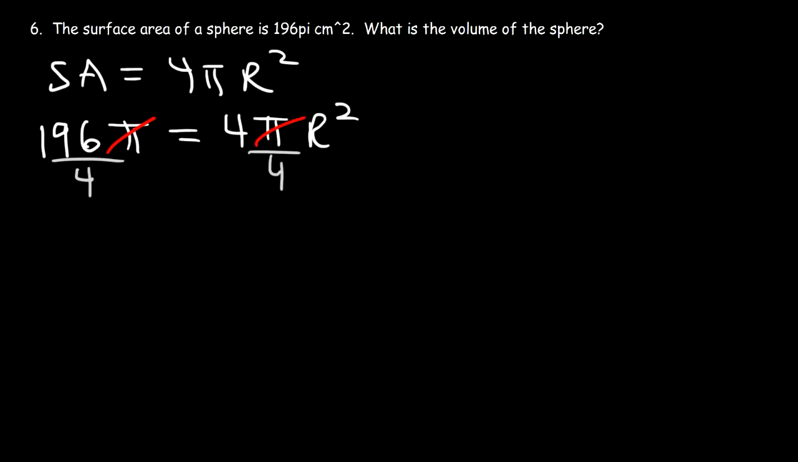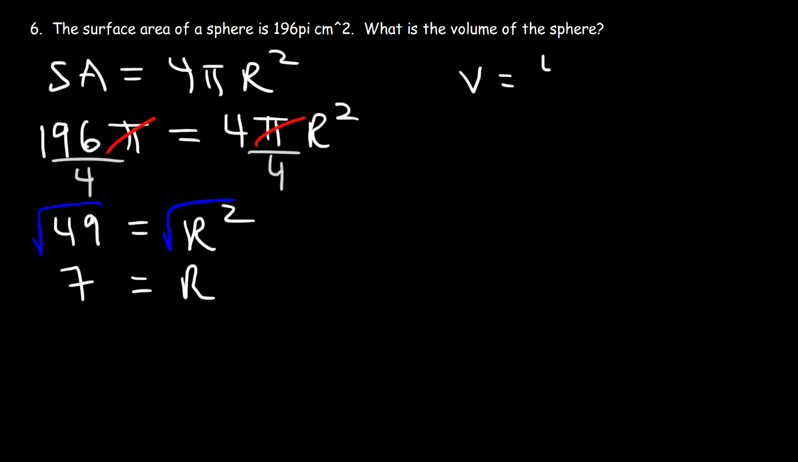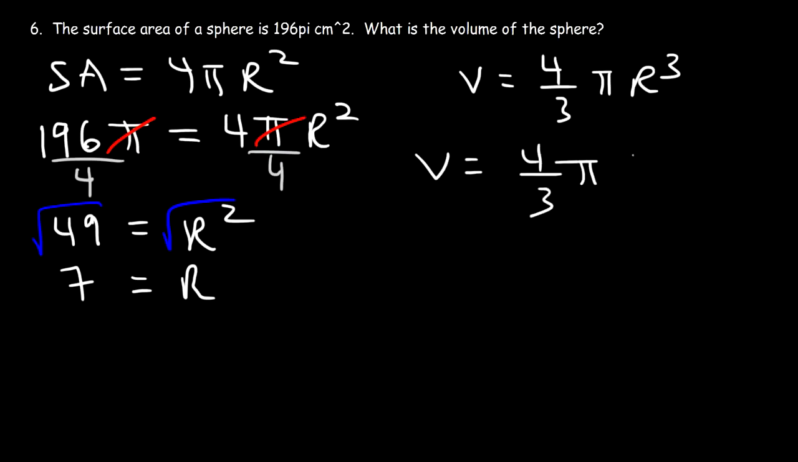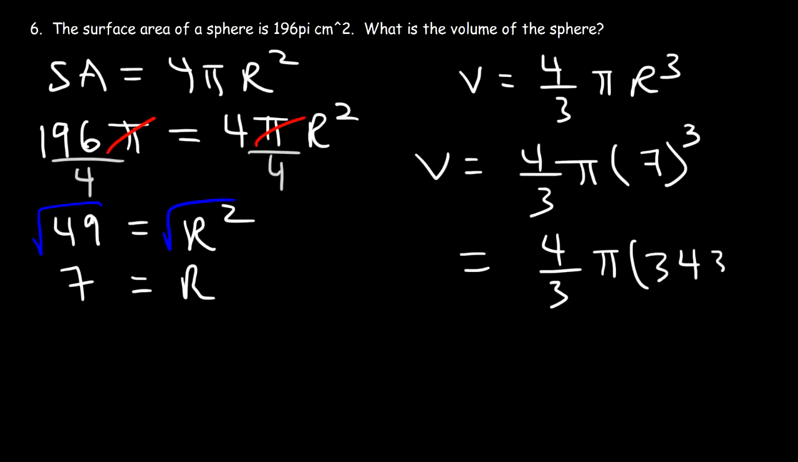196 divided by 4 is 49. So 49 is equal to r squared. And if we take the square root of both sides, r is equal to 7. So now that we have that, we can use this equation to find the volume. So all we need to do is replace r with 7. 7 to the third power, that's 7 times 7 times 7. So that's basically 49 times 7. That's 343.